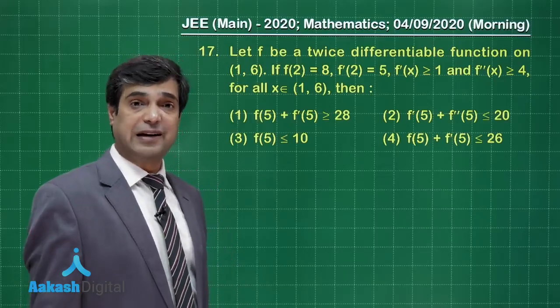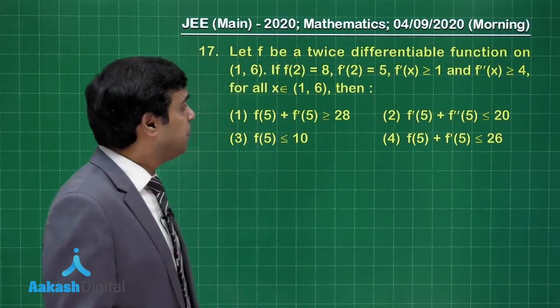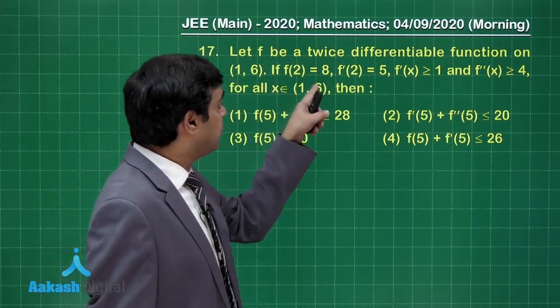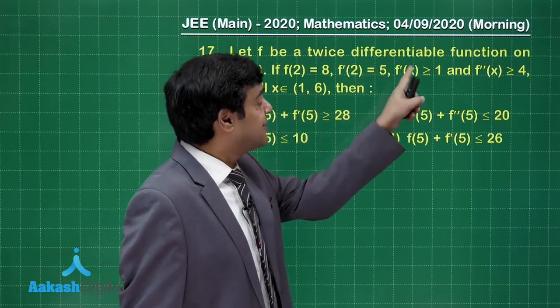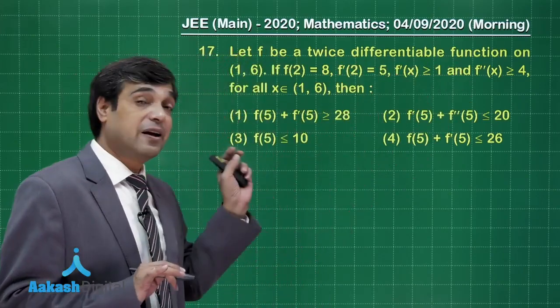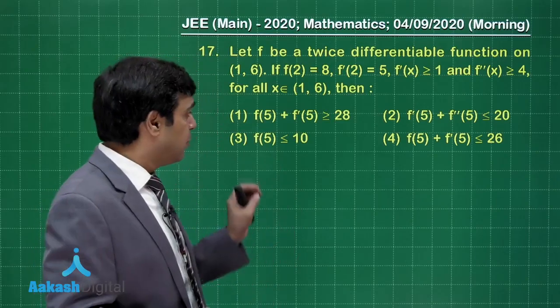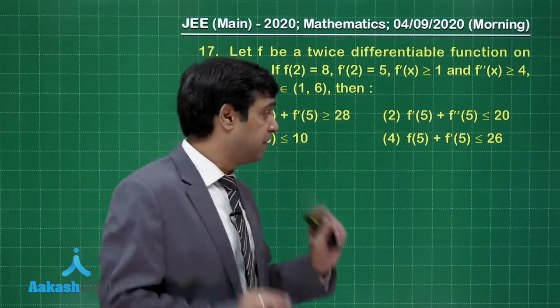So moving forward, let's take up the next one, question number 17 from this paper. Let f be a twice differentiable function on [1, 6]. If f(2) is 8 and f'(2) is 5, f'(x) is greater than or equal to 1 and the second derivative f''(x) is greater than or equal to 4 for all x in the interval 1 to 6. Then the question is regarding f(5), f'(5), f''(5).